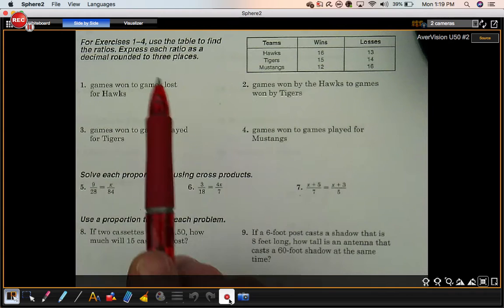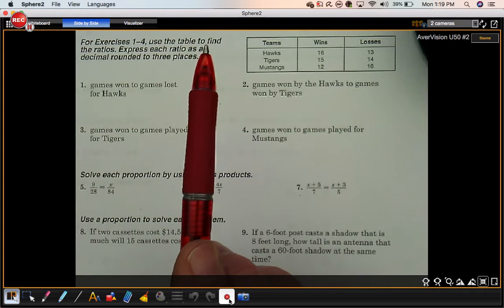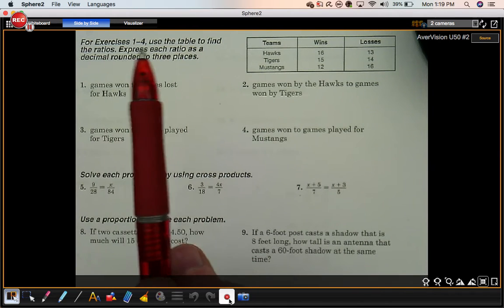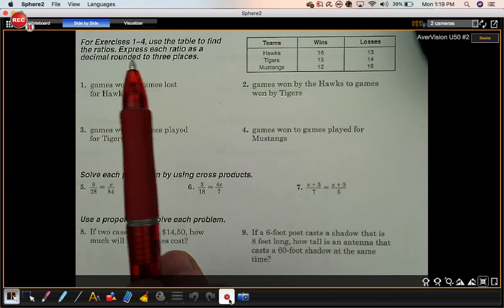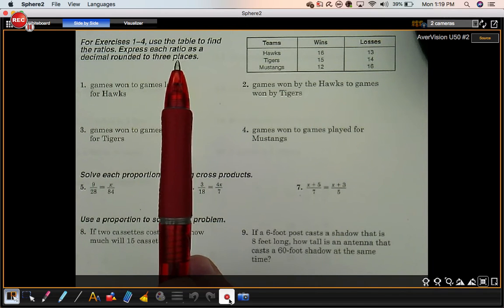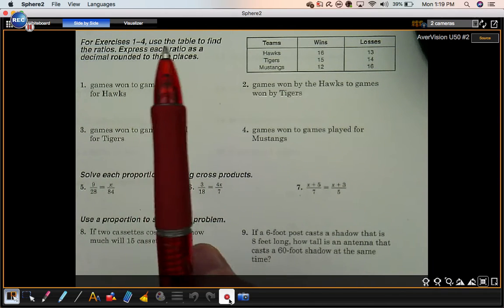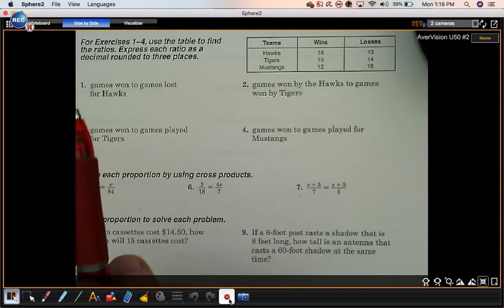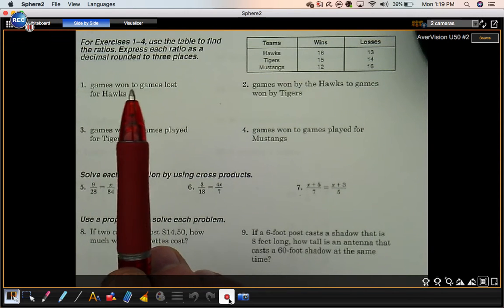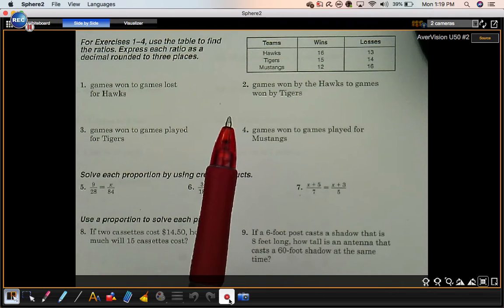So for exercises 1 through 4, we're going to use the table to find the ratios. Express each ratio as a decimal rounded to 3 places. You don't necessarily have to do that. I'm comfortable with you just writing the ratio. We want to do a ratio for games won to games lost for the Hawks.